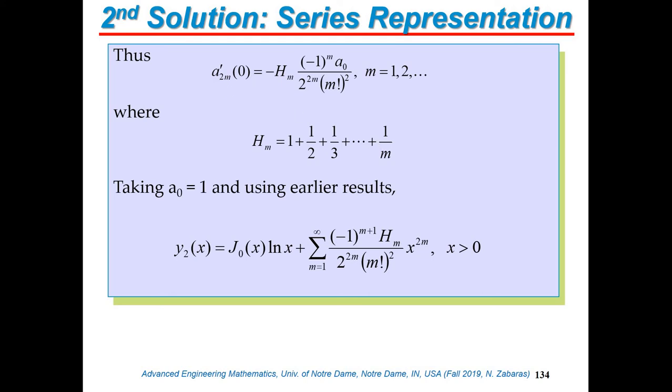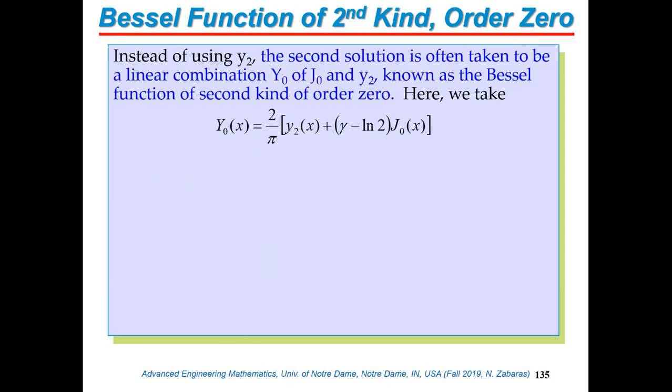Okay, so we basically have y1 and y2. Now let me just say that you can actually take this to be a Bessel function of order 0, but in reality, what we do is we define a combination of J0 and y2 to be a Bessel function of the second kind of order 0.